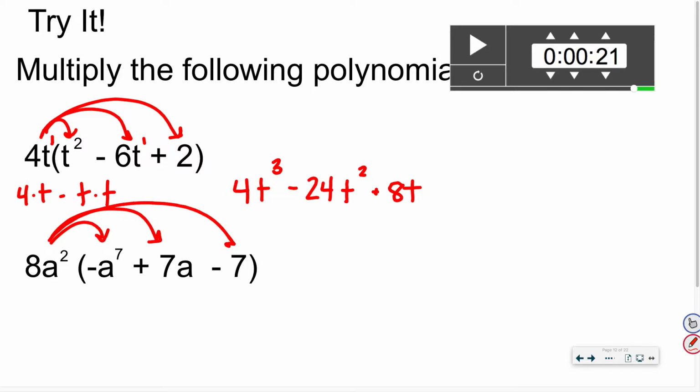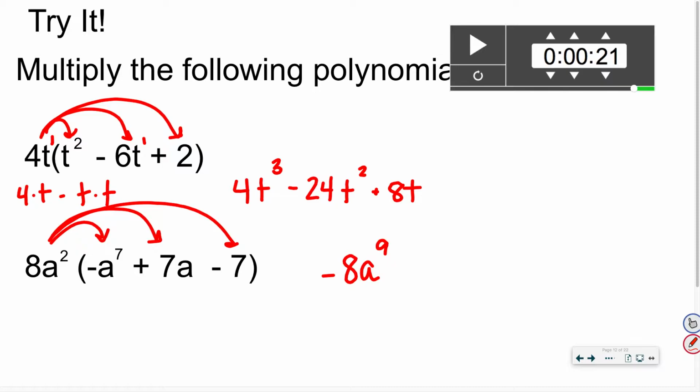Alright, we can go over the next one, maybe a little bit quicker. What if I distribute that 8a squared to negative a to the 7? Who wants to tell me what that term would be? David, go. Negative a to the power of 9. Perfect. Negative 8 because you're multiplying 8 times a negative 1. A to the 2nd times a to the 7th, a to the 9th. Who wants to give the second term 8a squared times 7a?